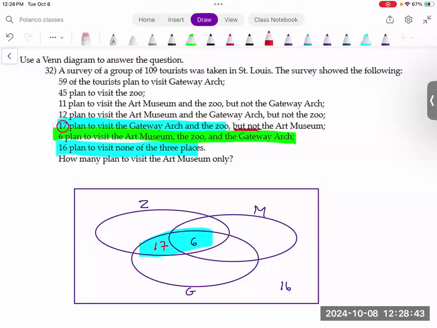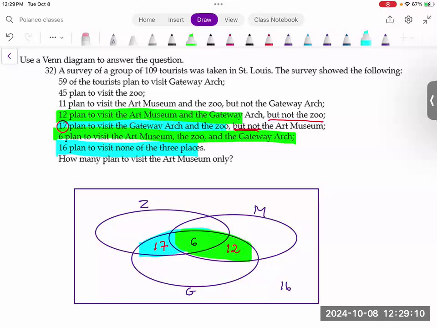We good? You don't have to do the subtraction anymore. Let's go with the next statement. 12 to visit the art museum and the gateway. The museum and the gateway would be this one. And you have 12, and they use the same structure here, but not the zoo. They are not including the 6. So 12 will be exclusively on this part.